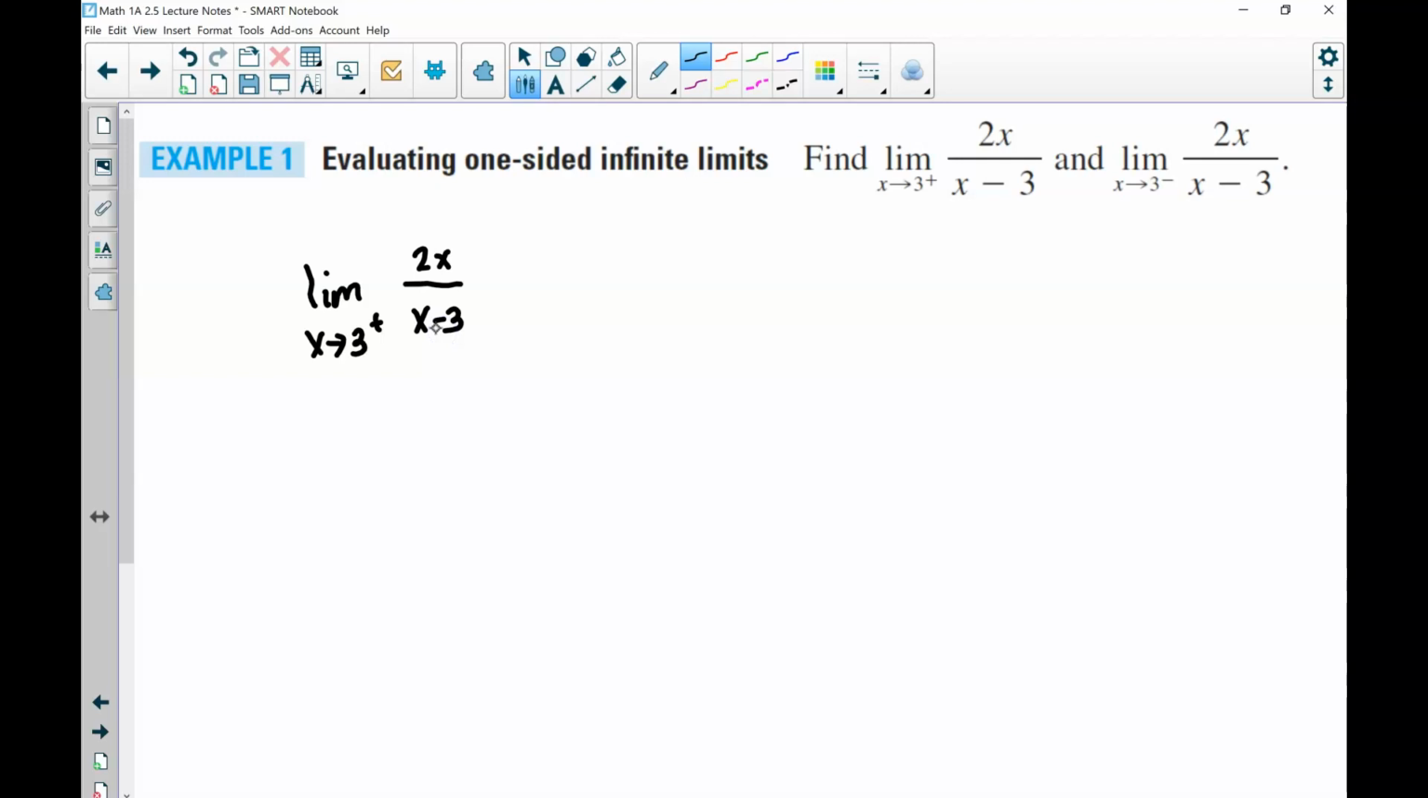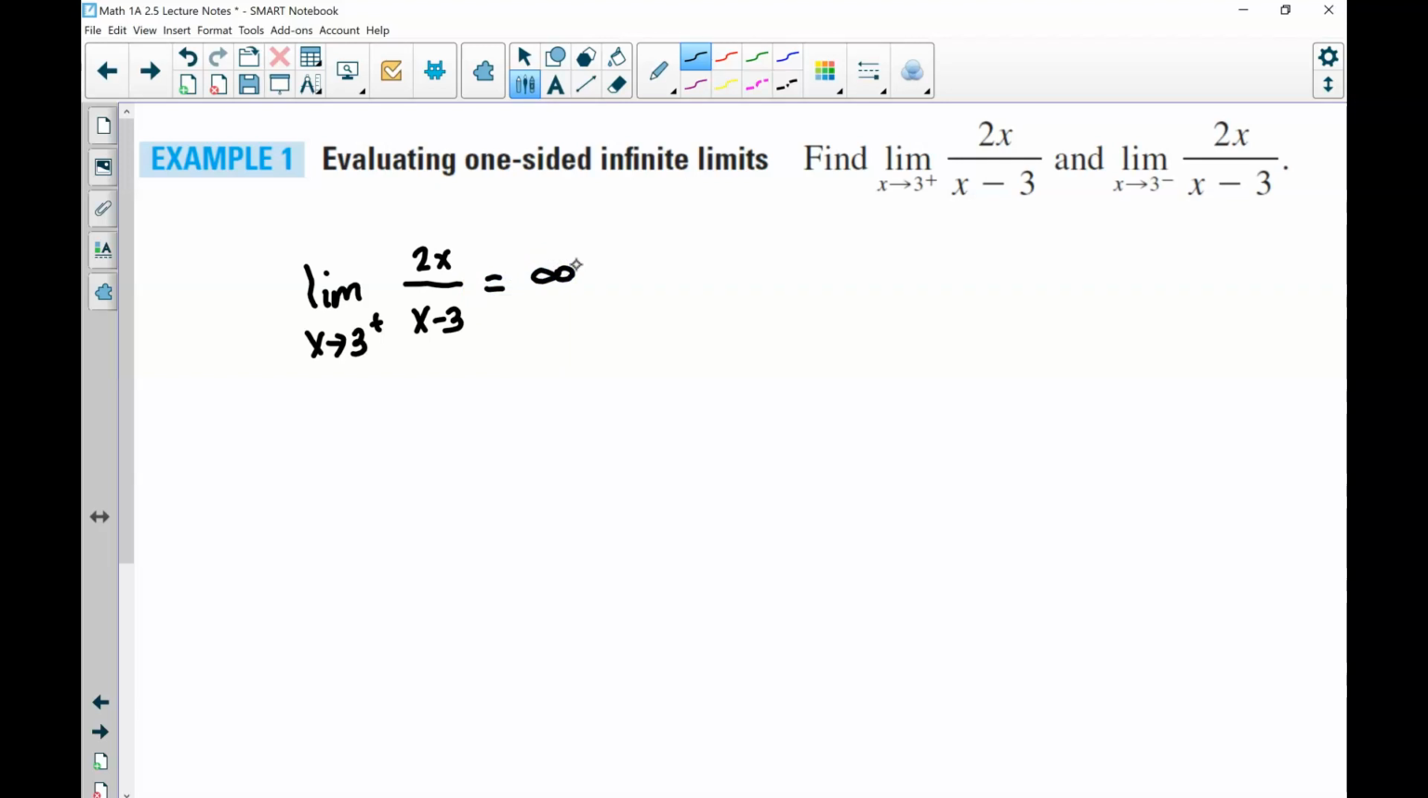So what it's saying is that if x is close to 3 but larger than 3, then the denominator x minus 3 is a small positive number and 2x is close to 6. So the quotient 2x over x minus 3 is a large positive number. Thus, intuitively, we would see that the limit as x approaches 3 from the right would then equal infinity.